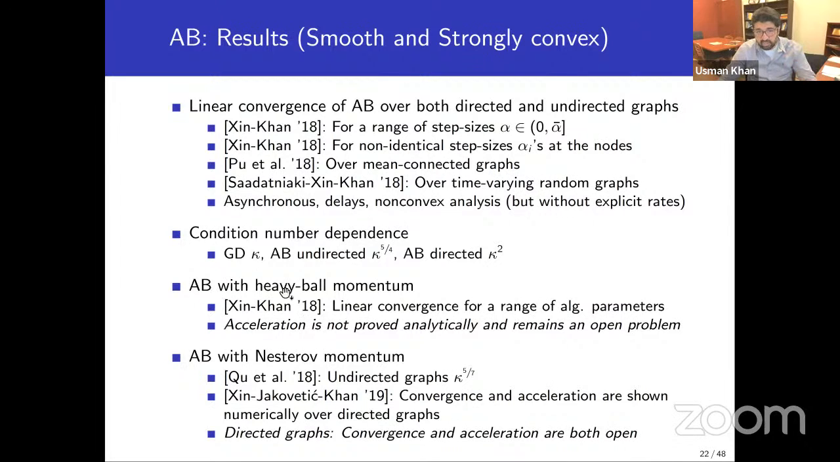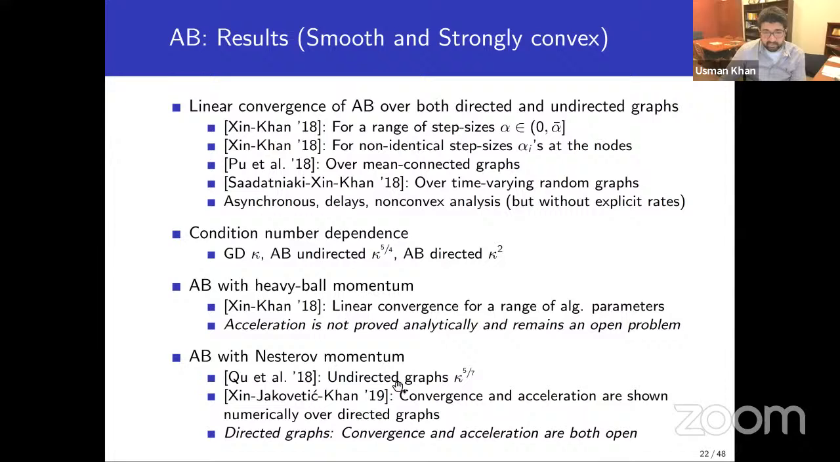For AB for directed graphs, if you want to add momentum, we can show linear convergence for a range of parameters, but this linear convergence just means that the error decays linearly. Acceleration would be that it decays faster than the non-accelerated version, but that we have only seen experimentally, and there is no theoretical proof yet.